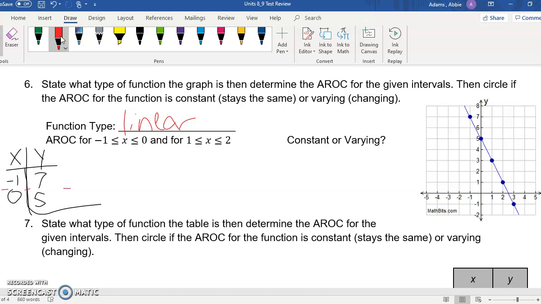So when I write this out, I'm going to have 7 minus 5 divided by -1 minus 0. Simplify this. 7 minus 5 is a +2. -1 minus 0 is a -1. And 2 divided by -1 is -2. So that is our first average rate of change. Let's go to the second interval. So I'm going to make my chart again.